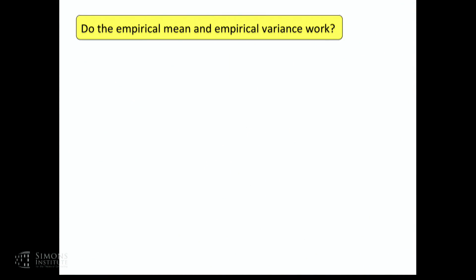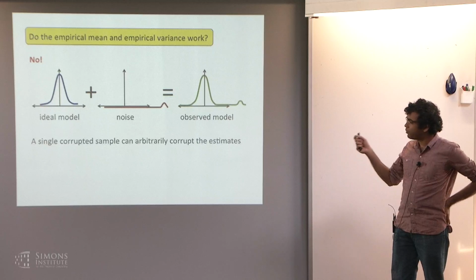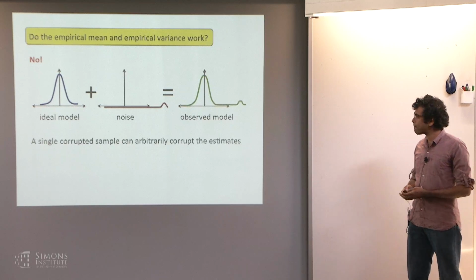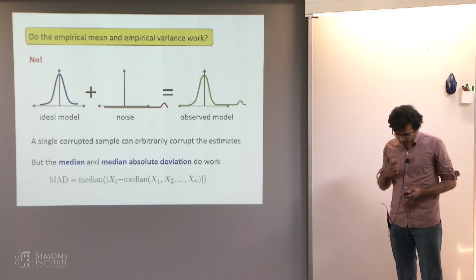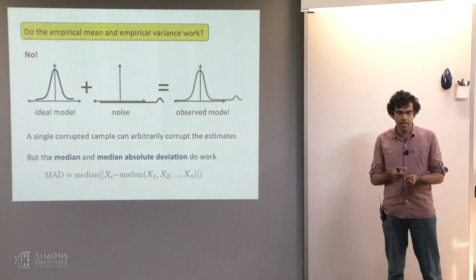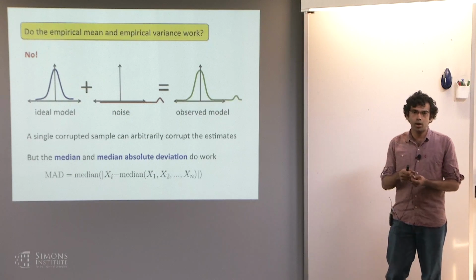Coming back to the 1D case, 1D Gaussian, does the sample mean and variance work in this case? If you think for a bit, you can convince yourself that this will fail badly. Even if you have one noise point placed far away from the true mean, the sample mean can be arbitrarily bad. But in this case, there is an easy fix. If you look at median, that's a good estimator of the mean in the presence of noise, and you can show that this is optimal. And for the variance, you can use what's called median absolute deviation, which is the median of the distances of points from the median.